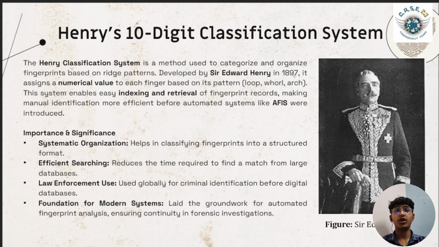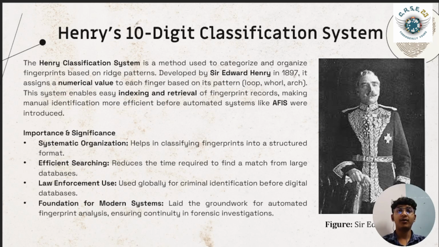Now, why is this important? It brings order to chaos. Instead of randomly searching thousands of fingerprints, investigators can quickly narrow down their search. Also, it speeds up identification. If a suspect's fingerprint was already in the database, Henry's system helped officers find a match in minutes rather than days. Then it laid down the foundation for modern systems.